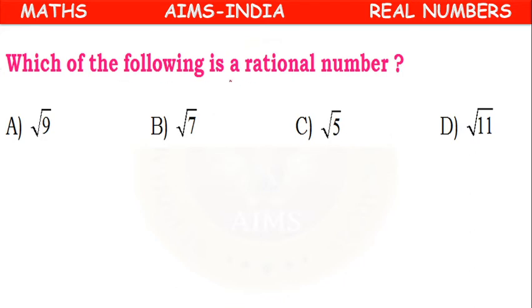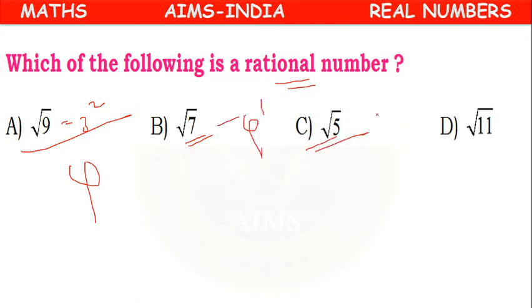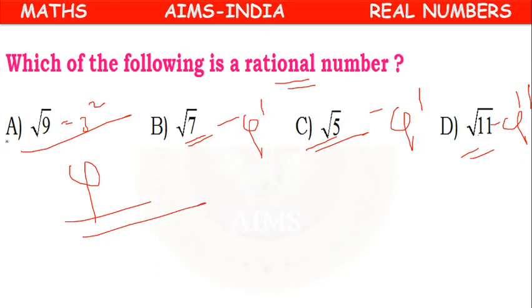So which of the following is a rational number? Root 9. We can write it as 3 square, rational number. Root 7. We cannot write as square, irrational. Root 5. We cannot write as square, irrational. Root 11. We cannot write as square, irrational. So rational numbers, how many? Only 1. A option is the correct answer.